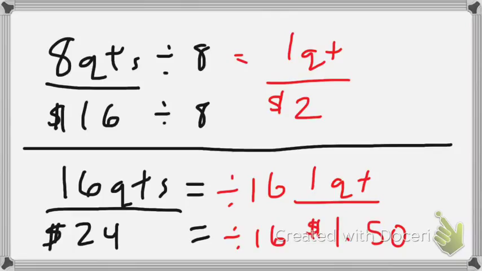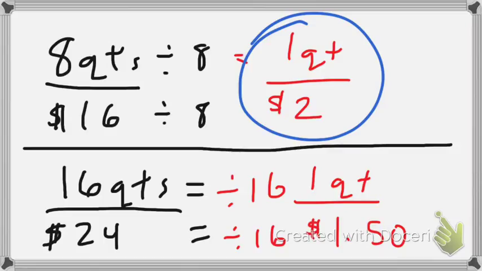So the question was, which company has a higher unit rate? The higher unit rate would be the one that was $2, which was the Sweet and Sour Company.